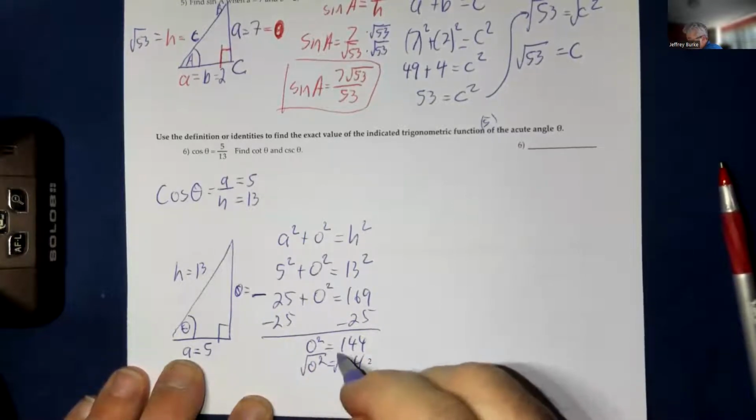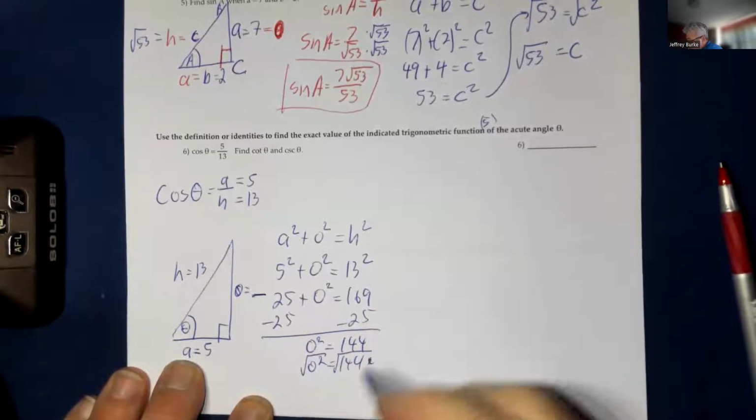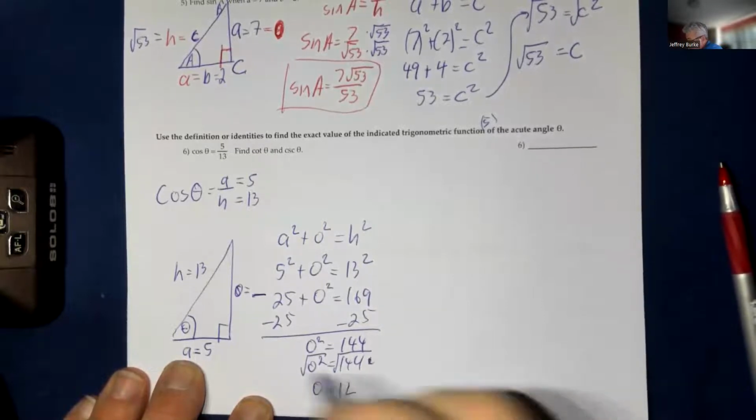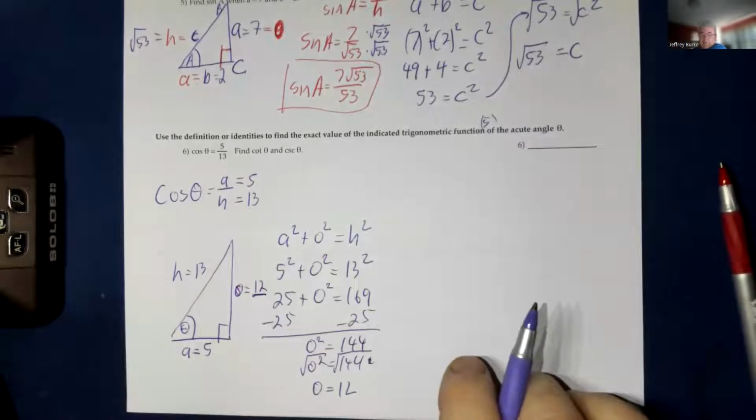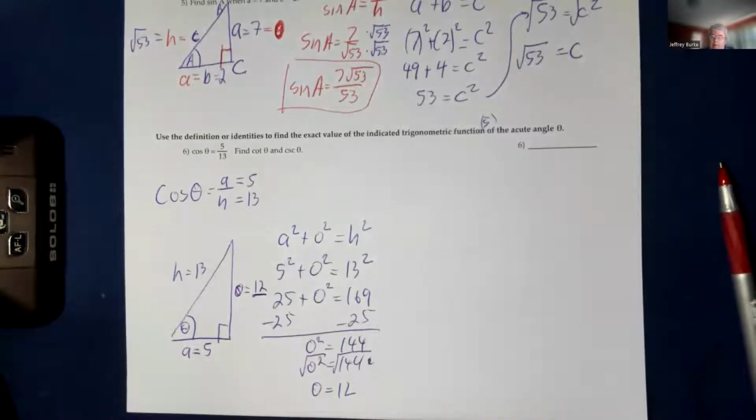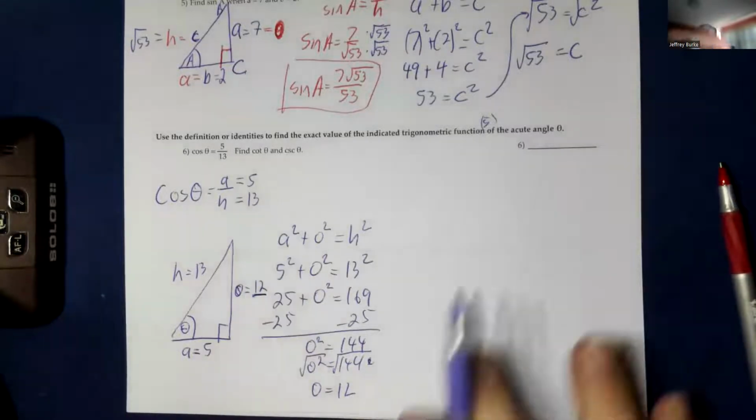And now I'm writing twice again, so when I go to take the square root of both sides, the opposite side is going to equal 12. As I mentioned, 5, 12, 13 is a pretty famous Pythagorean triple. Now I know what the opposite side is. Which two trig functions are we asked to find? We're asked to find the cotangent of theta and the cosecant of theta.